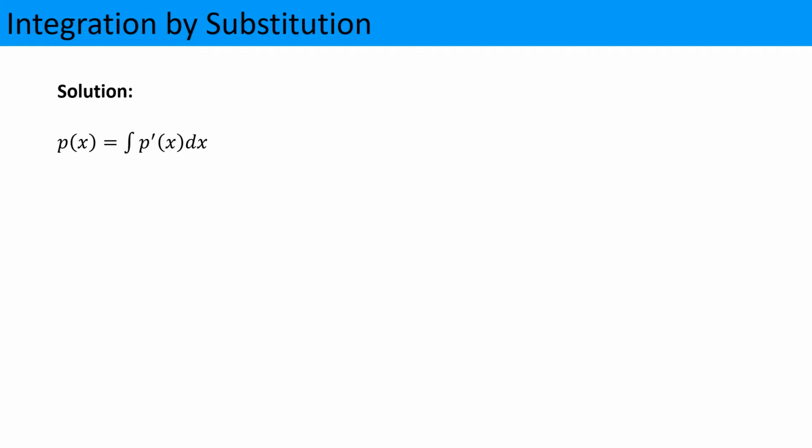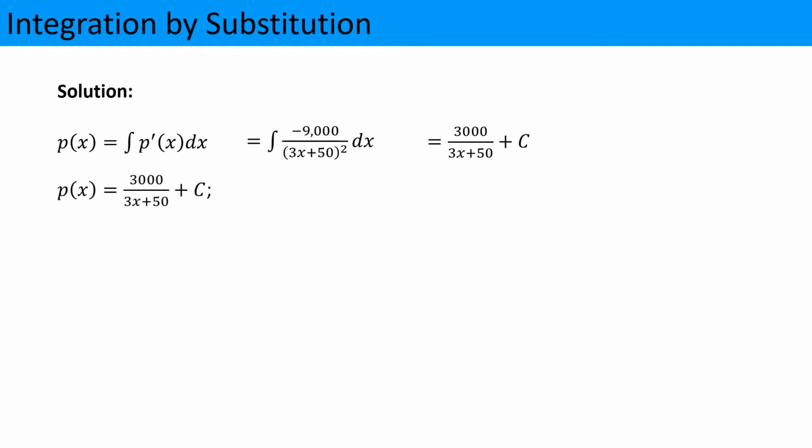So what we're solving for is the integral of negative 9,000 divided by the quantity 3x plus 50 squared dx, and we've actually done that already. We solved that to be 3,000 divided by 3x plus 50 plus c. So we have that P of x is equal to 3,000 divided by 3x plus 50, and then off to the side of that plus c.